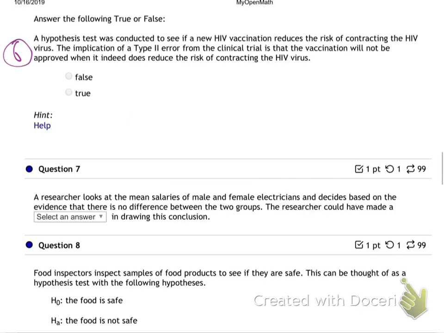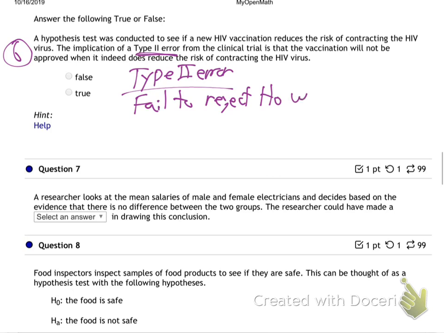True, false. A hypothesis test was conducted. A new HIV vaccination reduces the risk of contracting the HIV virus. The implication of a type 2 error. Okay, we can do that. So what's type 2 error? You guys have that on your sheet, your exam 3 notes. It's number 6 on the back. Number 5. It says type 2 error. And what does it say type 2 is? Failed to reject the null when it is false. So that's an error. You should be rejecting the null because it was false, and you failed to reject it. That's an error. So that's a type 2 error.